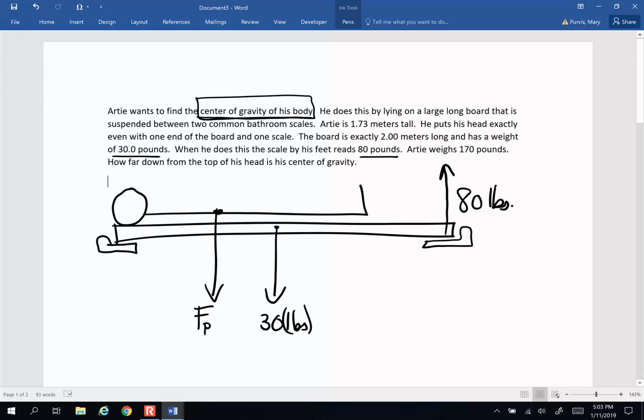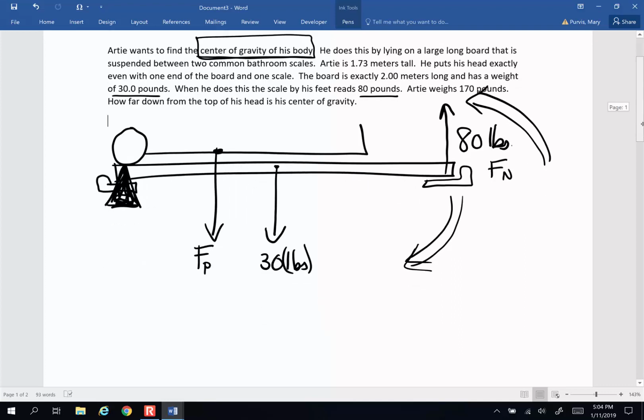So what I'm going to do is pretend this is a rotational system. I am going to put my axis of rotation right underneath the head of the person. And I am going to say that there are torques making it rotate in the clockwise direction. The weight of the person and the weight of the board are all going to make the whole system rotate in that direction. And the normal force caused by the scale down here is going to make the whole system rotate in a counterclockwise direction.